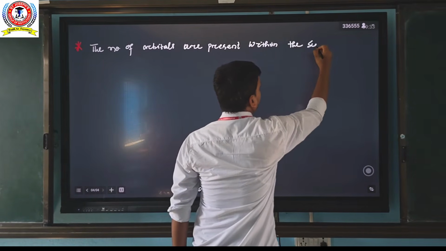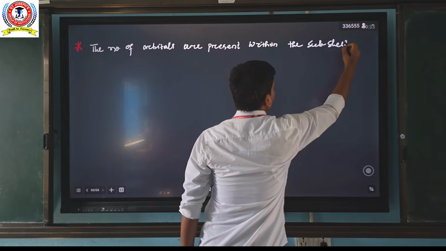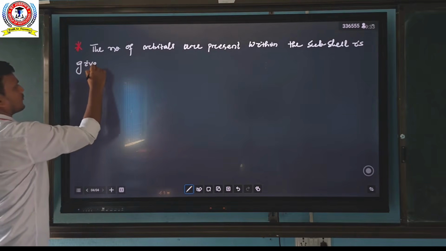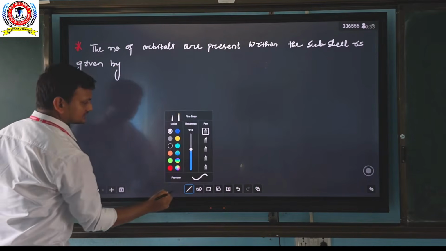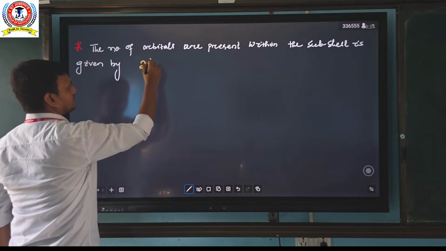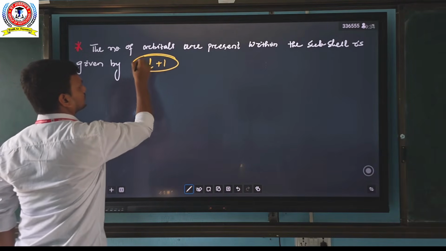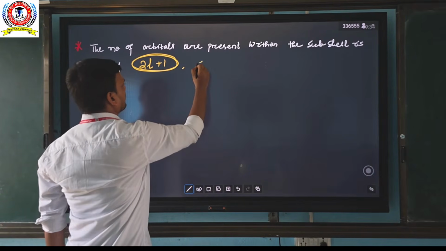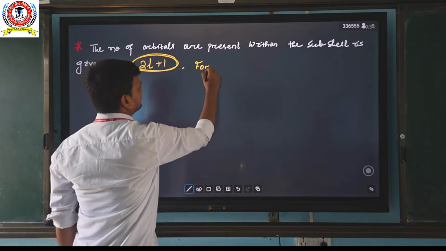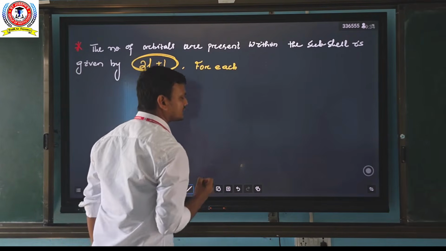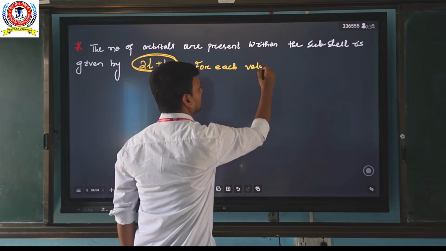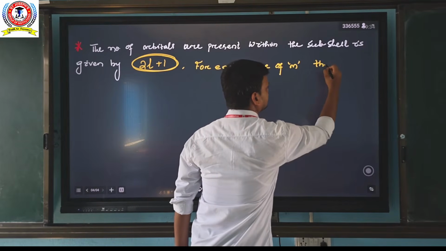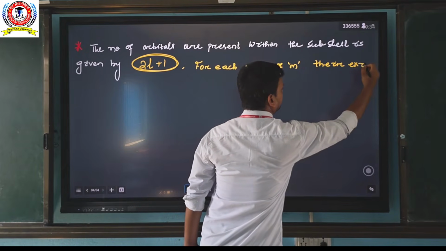is given by the formula 2L plus 1. And for each value of m, there exists an orbital.